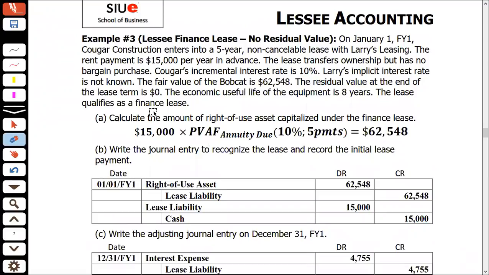We are continuing with the Lessee lecture note, and we are on example 3. In this case, we have a lessee finance lease with no residual value. So it's the same base case as before.